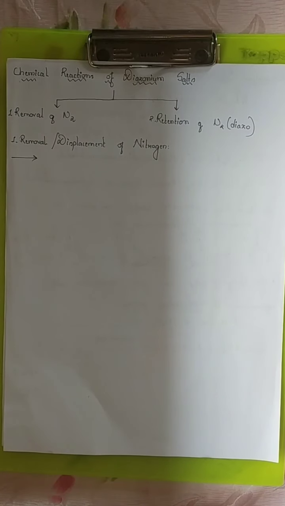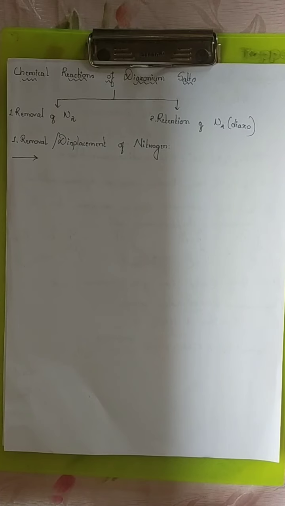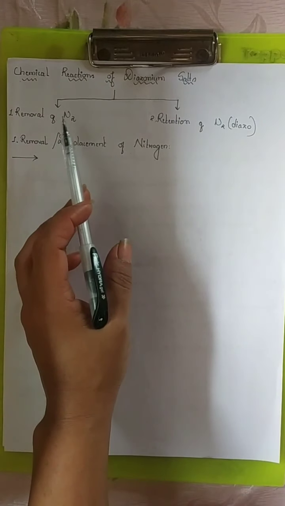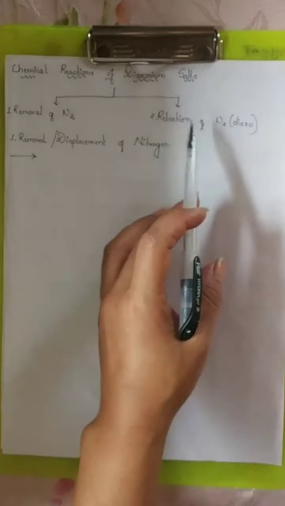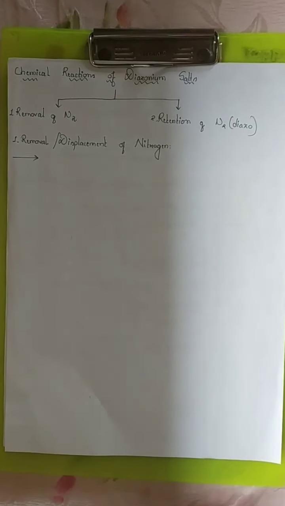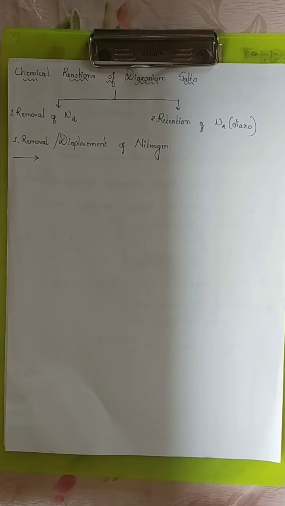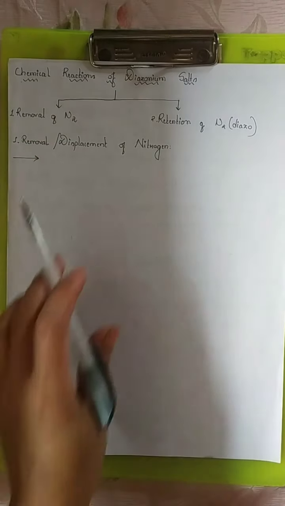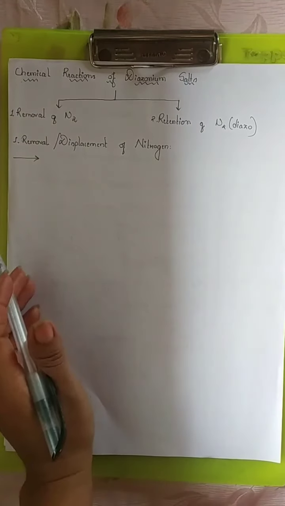Hello everyone, this will be the last video for the chapter on amines, and it covers the chemical reactions of diazonium salts. The chemical reactions of diazonium salts can be broadly classified into two types: the removal of the nitrogen, and the retention of the nitrogen group or the diazo group. Let us check the first category, that is the removal or displacement of the nitrogen atom.